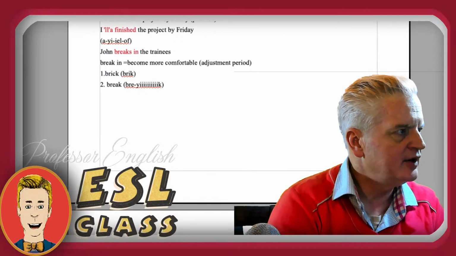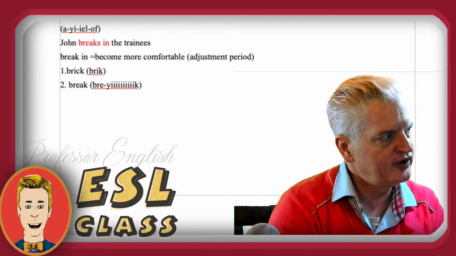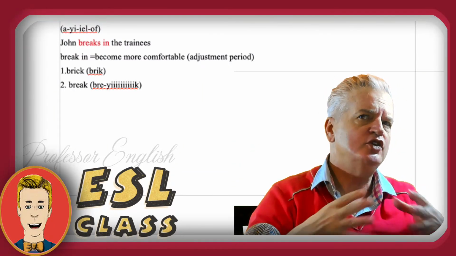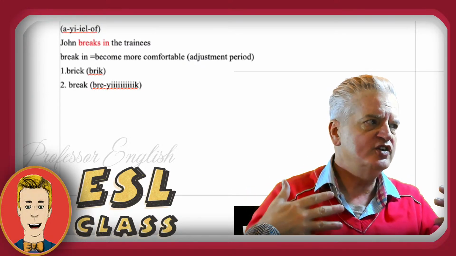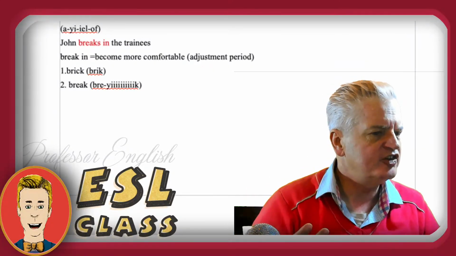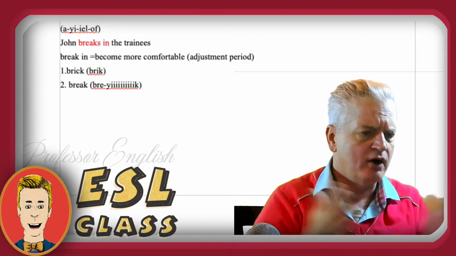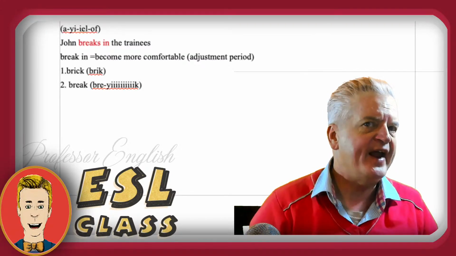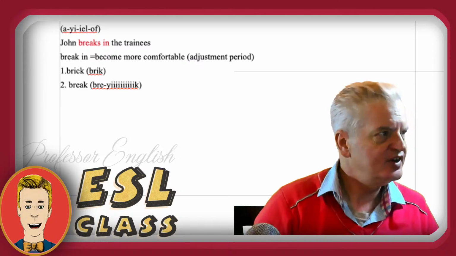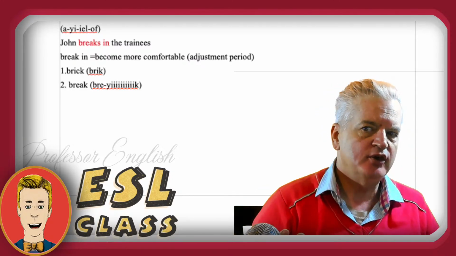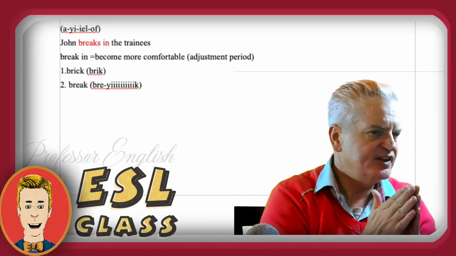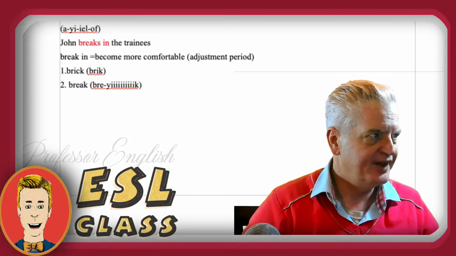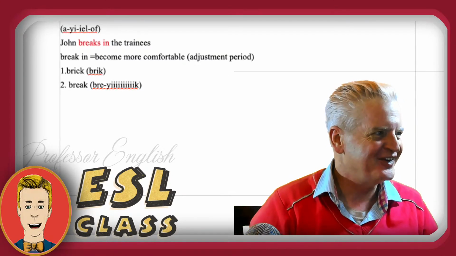Let's talk about physically how they're different. The first difference between number one and number two is the duration of the sound. When you say number one, brick, that's a very short sound. It's not long. Brick. Let's compare that to number two. Break, break. You hear the difference? Number one, brick. Number two, break. So the first difference is the duration of the time. Brick, break. I'm exaggerating, but can you hear the difference?